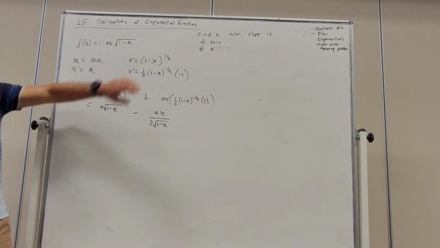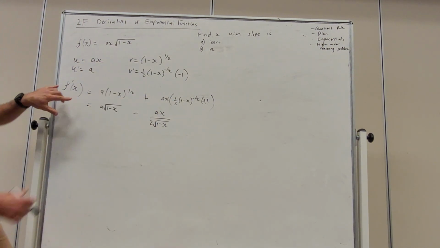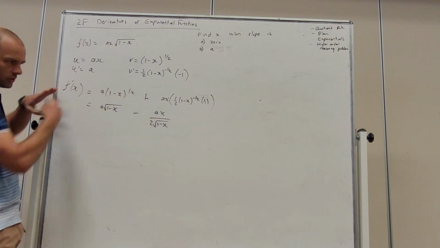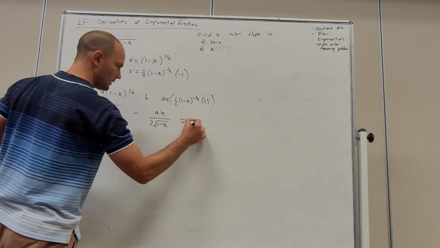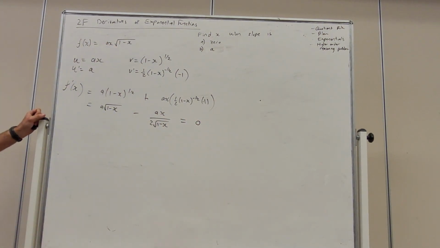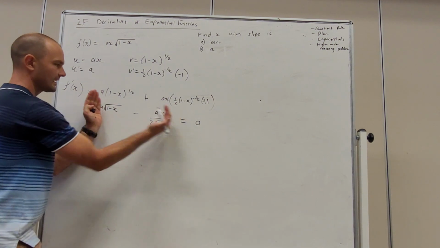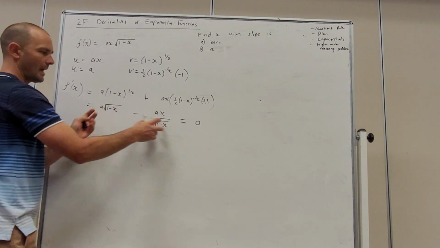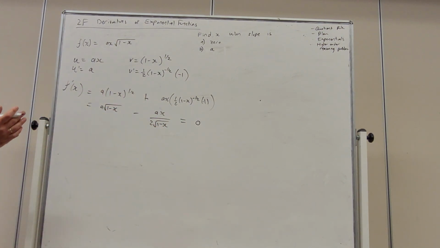Now what we're asked to do in part A is find when the slope equals 0. This is our slope function. If we're trying to solve when this function is equal to 0, what we're going to have to do is collect these two terms together. We're going to make them have the same denominator, bring them together.